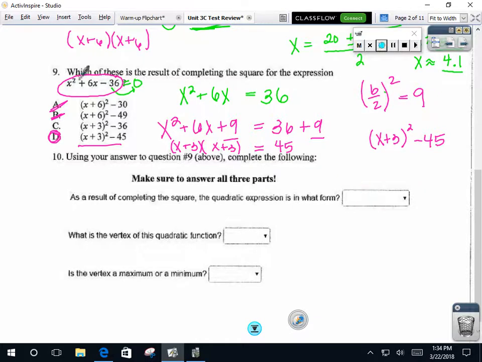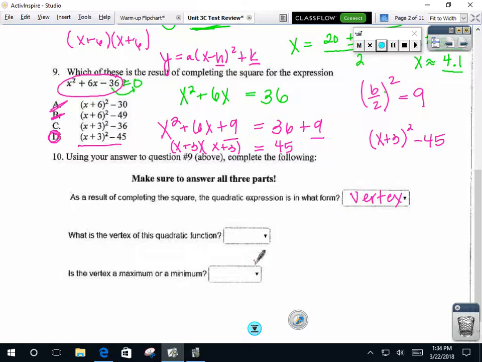Remember, standard form is this, ax squared plus bx plus c. Vertex form is y equals a times x minus h squared plus k. And remember, it's called vertex form because you can see the vertex. And aren't all 4 of those in vertex form? So even if you did get this one wrong, you should still be able to get that one right.